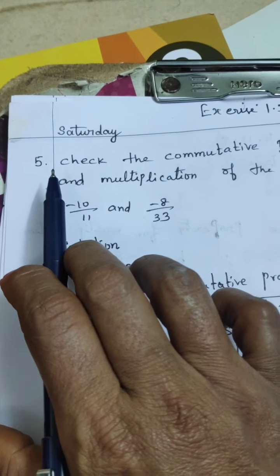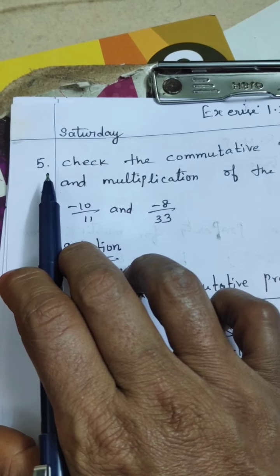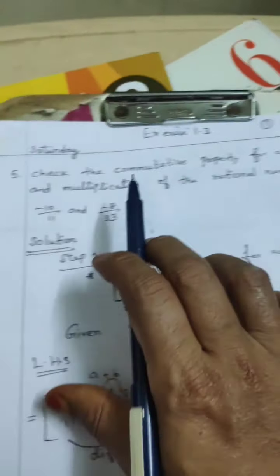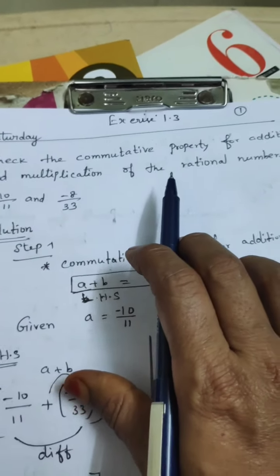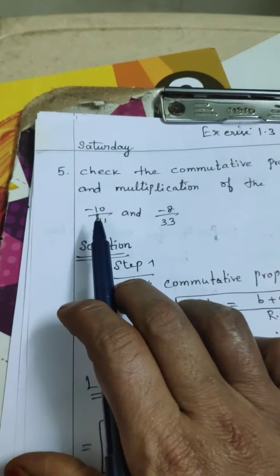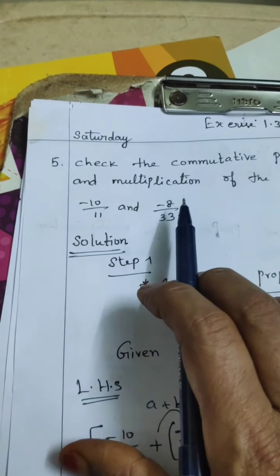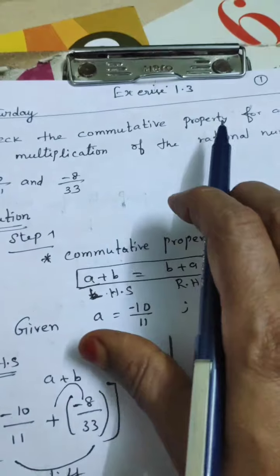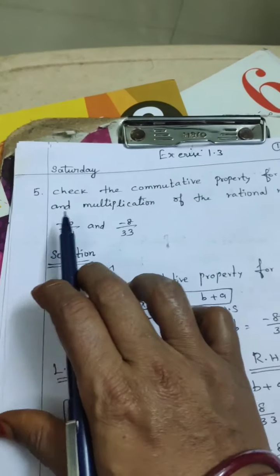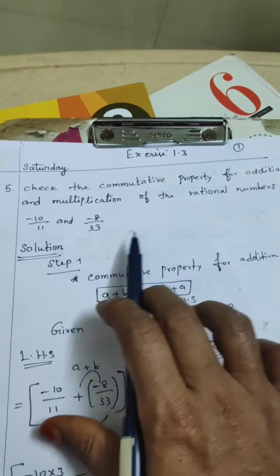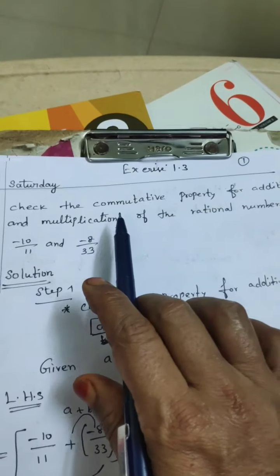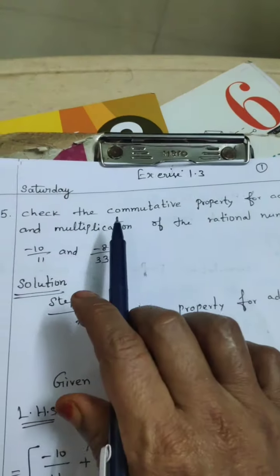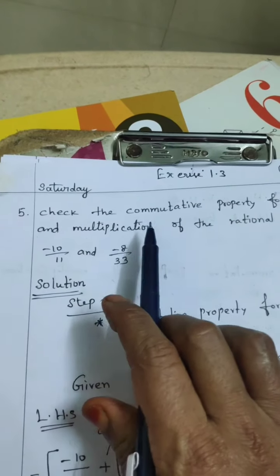The last week, third sum and fourth sum were completed. Now the fifth sum. Check the commutative property for addition and multiplication of the rational numbers minus 10 by 11 and minus 8 by 33. Read the question. The commutative property for addition and multiplication. So this question is about two questions. First question, the commutative property for addition. Next question, the commutative property for multiplication, we want to find.